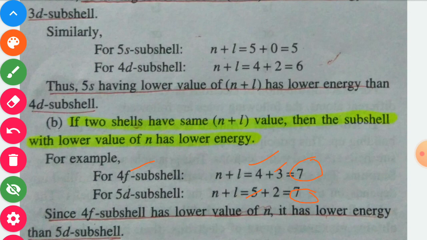So where should the electron go first? In this situation, the subshell which has the lower value of principal quantum number, that is lower value of n, fills first and then the electron goes to the higher value of principal quantum number. So finally we may say that in this situation, electron will first go to the 4f and then to the 5d. Since the 4f subshell has lower value of n, it has lower energy as compared to the 5d subshell.